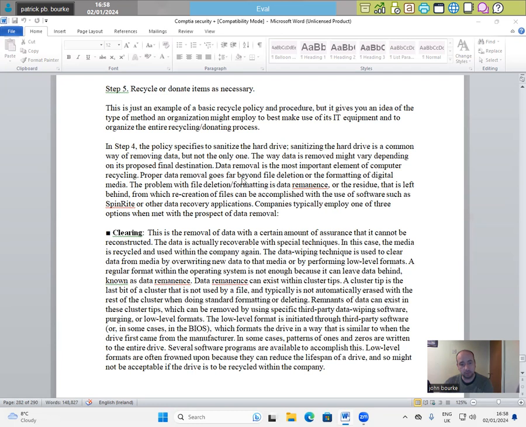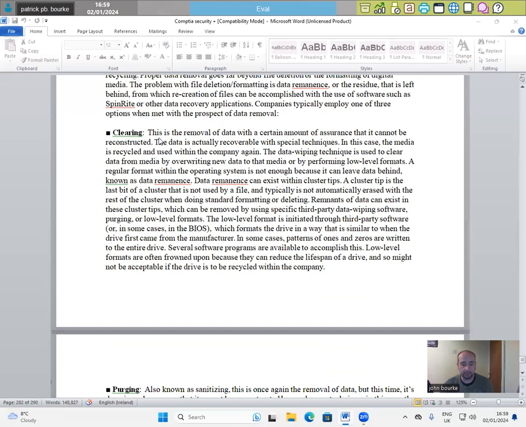Proper data removal goes far beyond deletion or the formatting of digital media. The problem with file deletion and formatting is data remnants, or the residue that is left behind, from which recreation of files can be accomplished with the use of software such as SpinRite or other data recovery applications. Companies typically employ one of 3 options when met with the prospect of data removal: clearing.